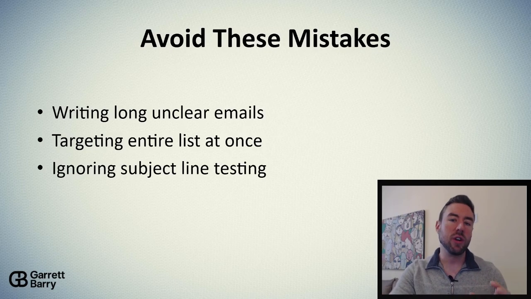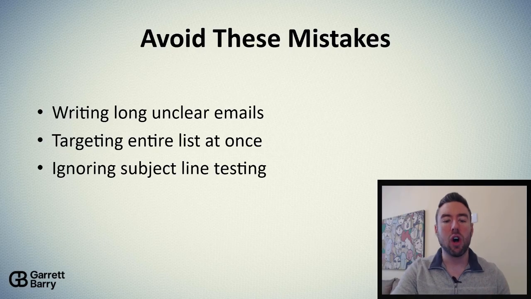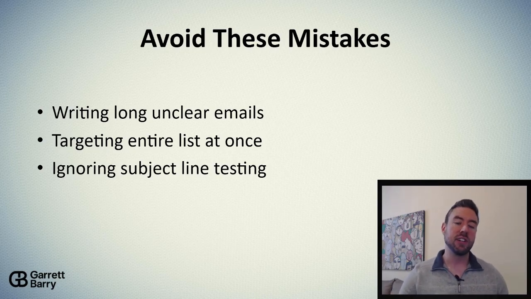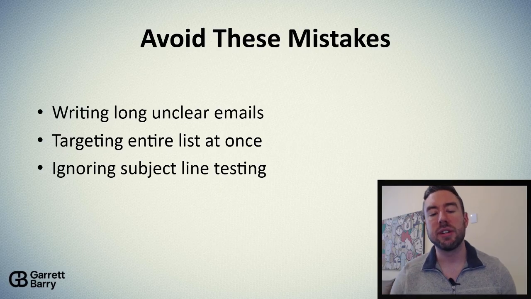Now you want to avoid these mistakes, okay, writing long, unclear emails. People are busy, they have a lot of distractions, so you want to get straight to the point. Also targeting your entire list at once. A lot of people do this. They don't segment. This goes back to step 1, segmentation. And then also ignoring subject line testing.